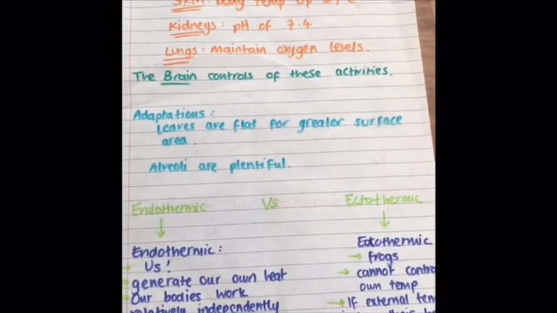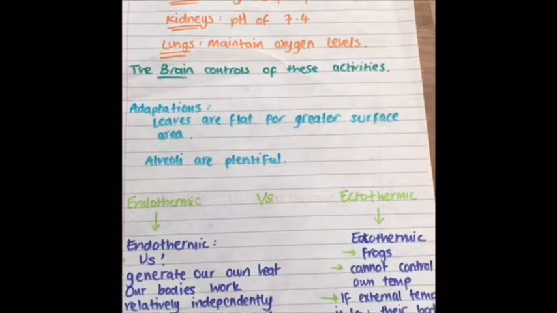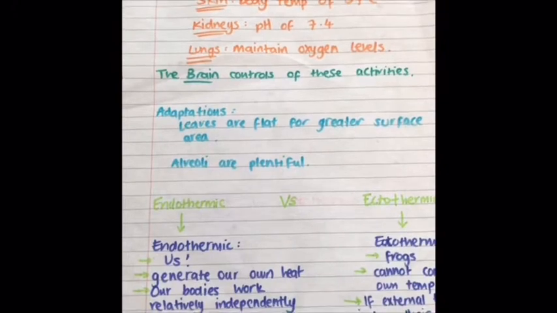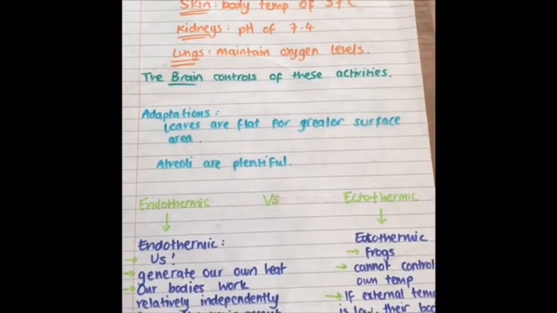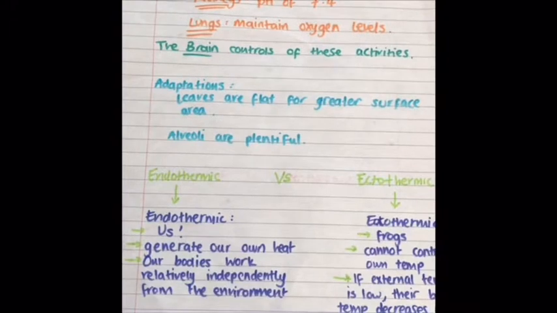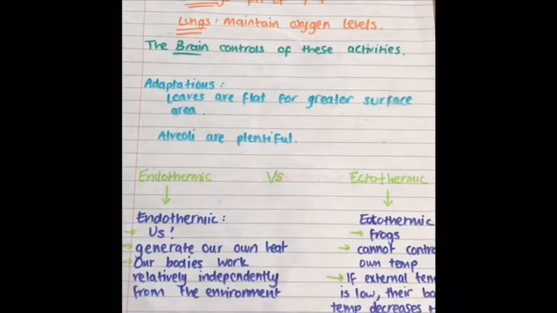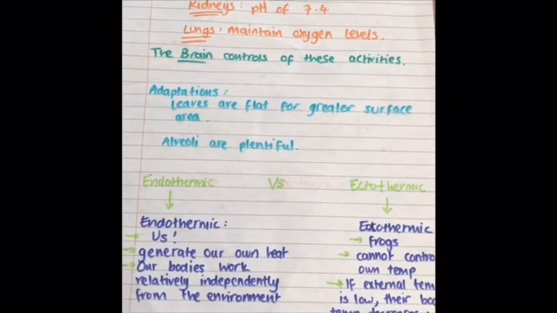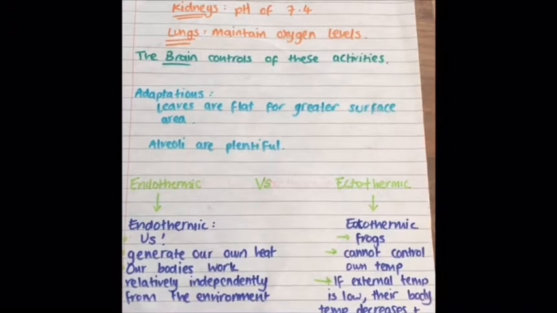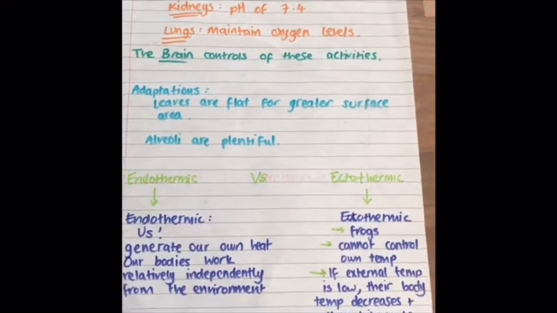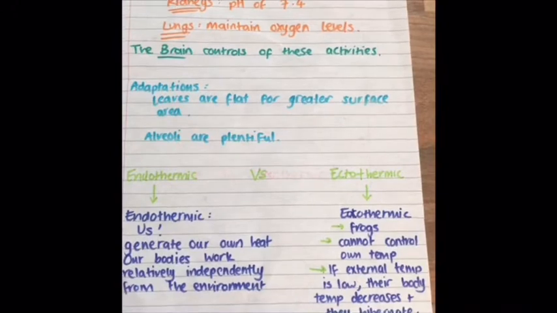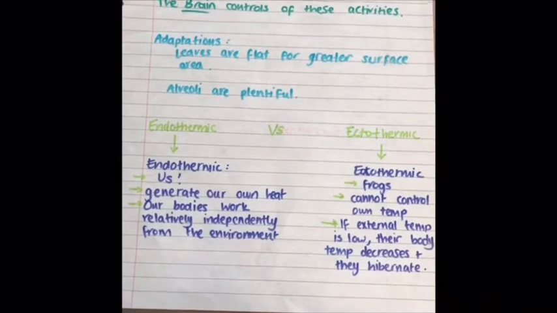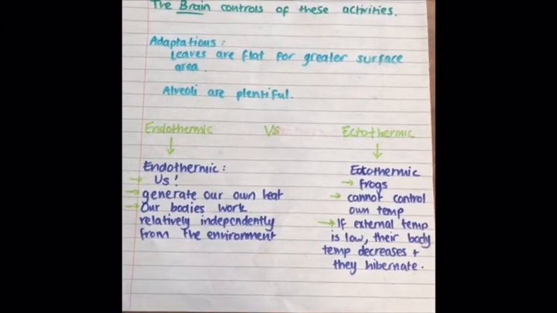What are adaptations that we see in biology for homeostasis to occur? Well, if we look at plants, we see leaves have a flattened surface. This allows for greater surface transpiration and photosynthesis, for example. In humans, we have the alveoli, which are the tiny air sacs in our lungs. They're numerous. We have so many of them, which again increases the surface area and allows for greater gas exchange to occur.